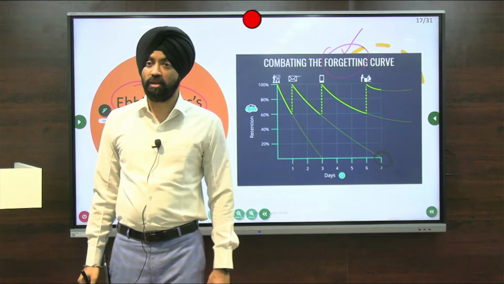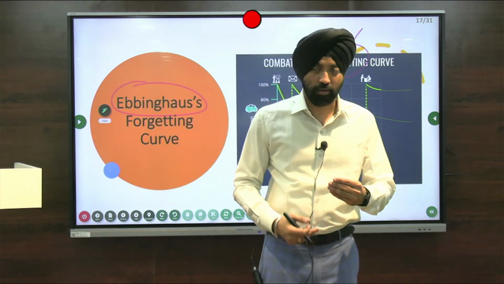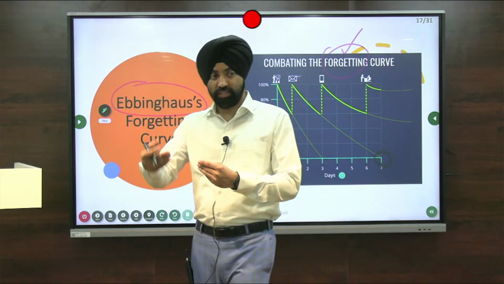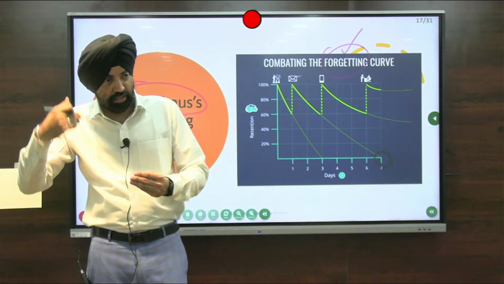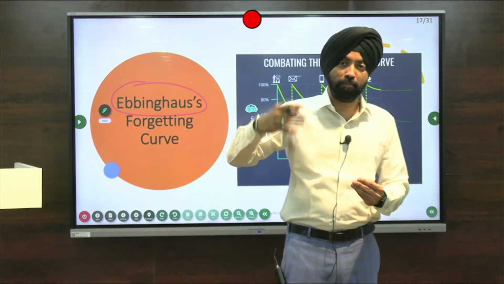Otherwise you cannot. He says, within the first 24 hours the first revision should happen. Next, at 72 hours, the second revision should happen. Next, within 7 days, the third revision should happen. The moment you do this repeatedly over a period of time, that particular information becomes strongly embedded in our memory.